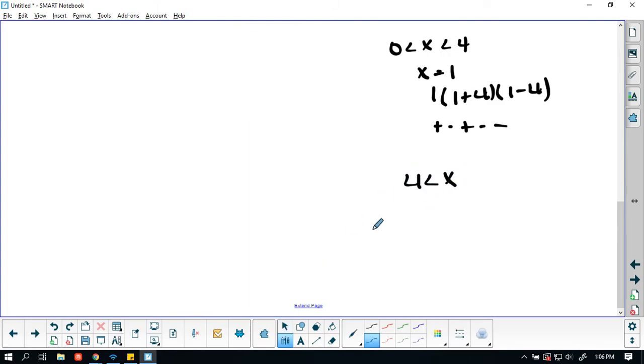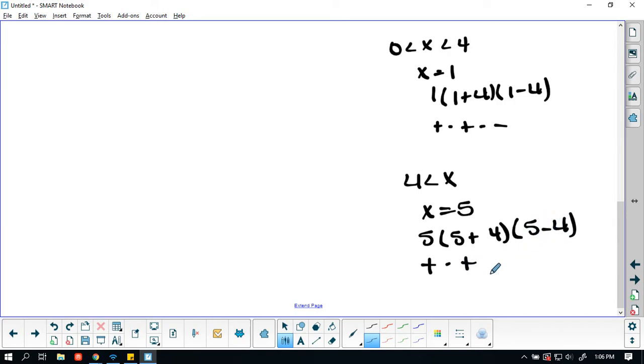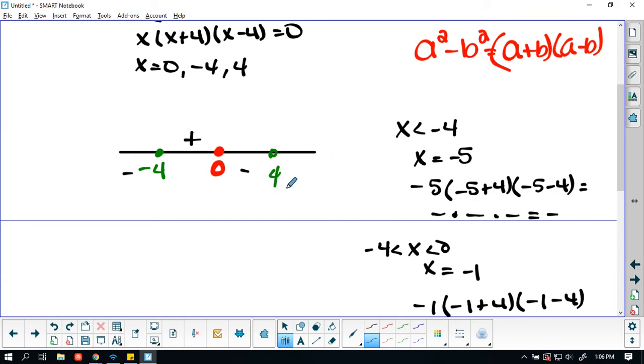For x greater than 4, x is equal to 5, so we have 5 times 5 plus 4 times 5 minus 4. My sign here is positive, my sign in this factor is positive, and my sign in this factor is positive. So we're looking at positives.